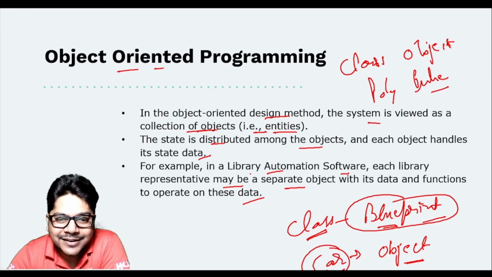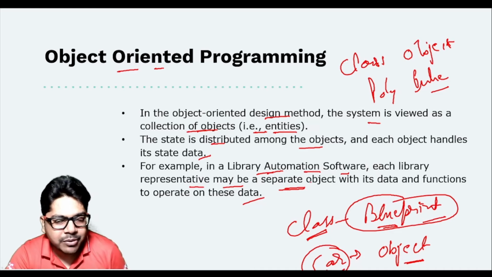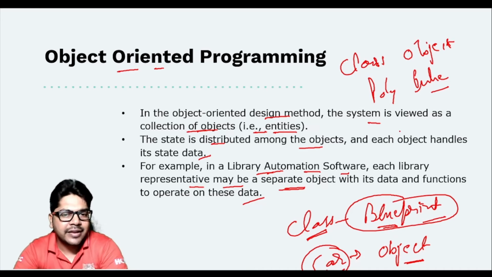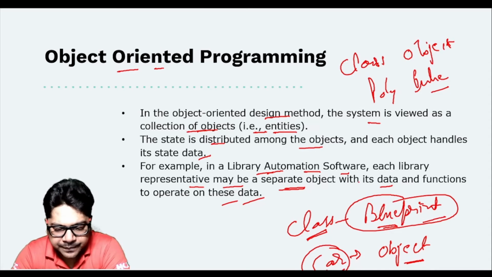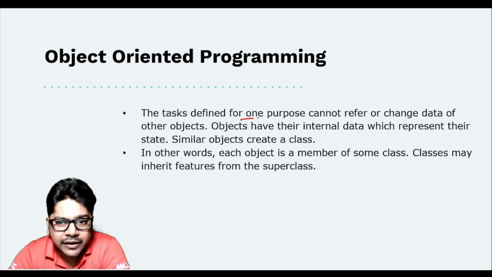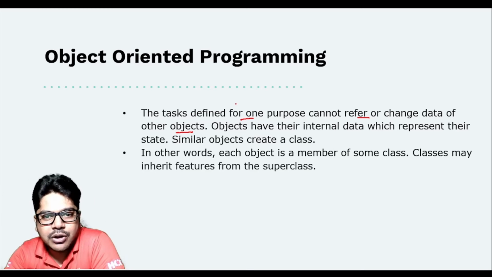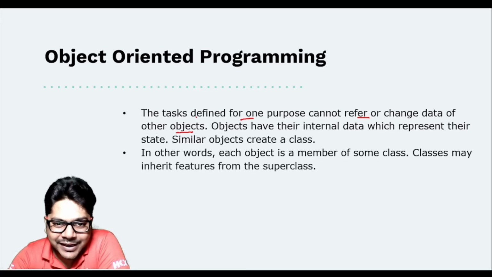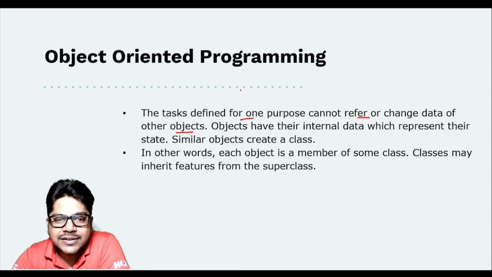Similarly, if I talk about library automation software, which all the libraries use, each library representative may be a separate object. Each one of them is separate and has nothing to do with the other one, and they have their own data and functions to operate on these data. So the task defined for one purpose cannot refer to or change data of the other object. If I have some malfunction in my car, that is not going to stop your car. And if I do some modification in mine, it is not going to impact yours.